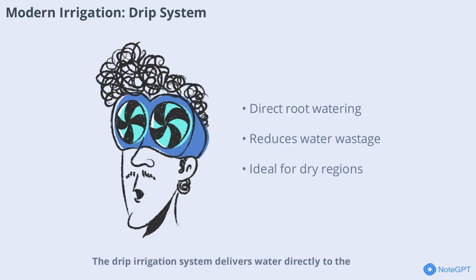Modern irrigation methods have revolutionized agriculture by making water use more efficient. The drip irrigation system delivers water directly to the roots of plants through a network of pipes and emitters. This method minimizes water wastage and ensures that each plant receives the right amount of water. Drip irrigation is especially useful in areas with water scarcity and for high-value crops. It also helps in reducing weed growth and soil erosion.